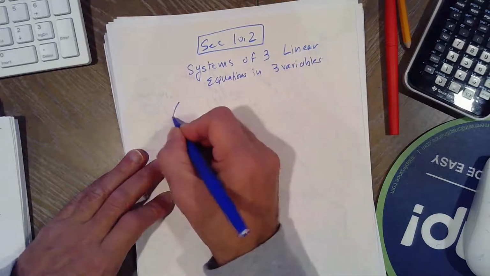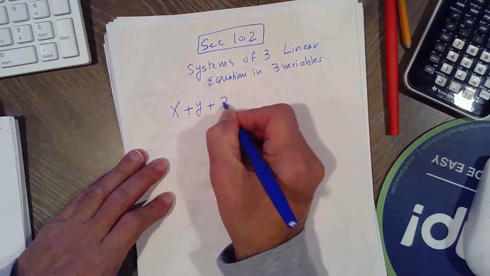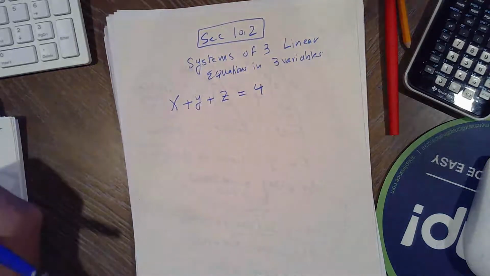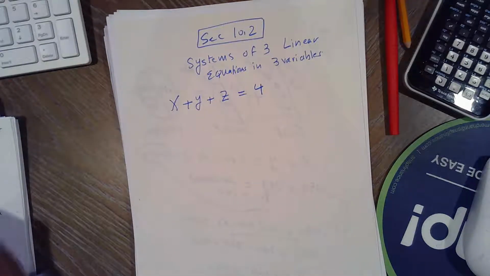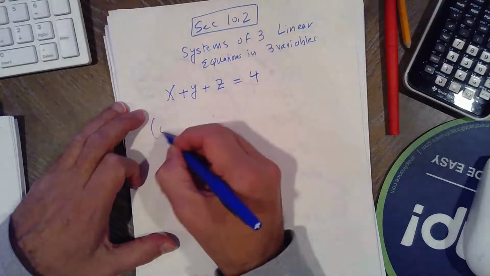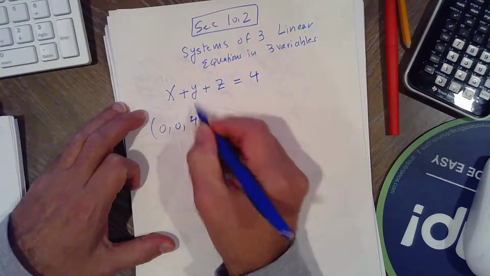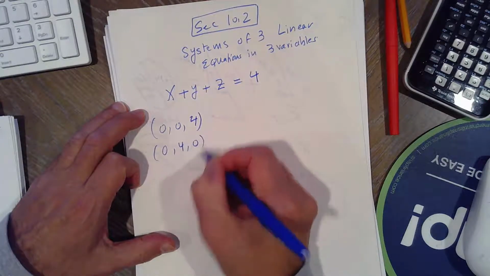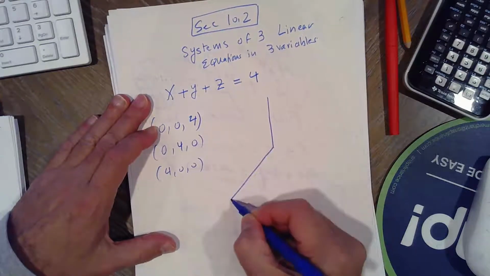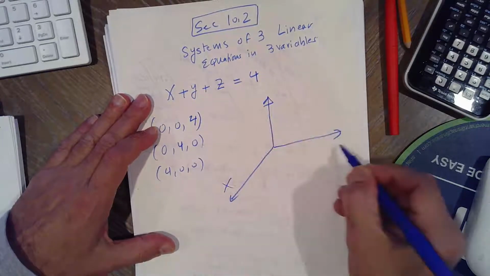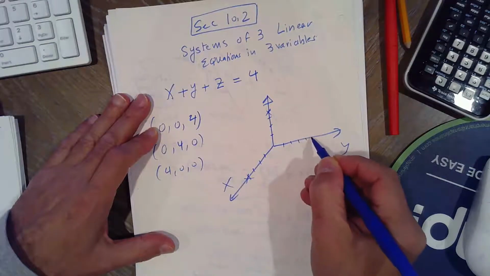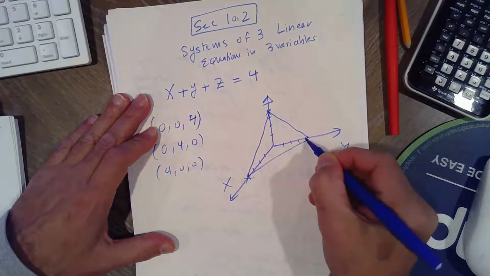So when we talk about one equation in three variables, now we have x plus y plus z. We have a plane in space. In other words, if x and y are 0 and z is 4, if x and z are 0, y is 4, if y and z are 0, x is 4. So if you have that third dimension, x, y, z, you get three intercepts at 4, and you get what we call a plane in space.